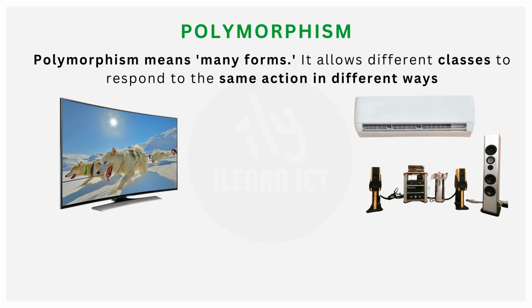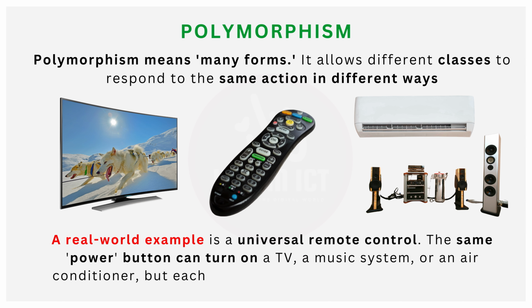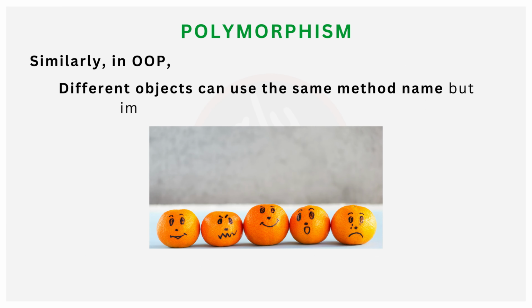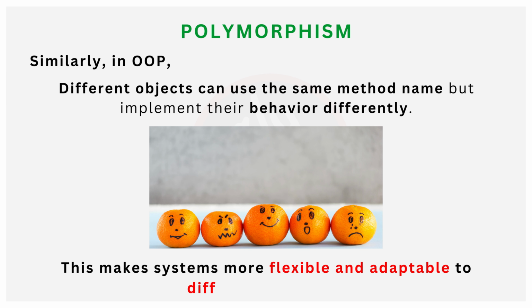Polymorphism means many forms. It allows different classes to respond to the same action in different ways. A real-world example is a universal remote control. The same power button can turn on a TV, a music system, or an air conditioner, but each device responds in its own unique way. Similarly, in OOP, different objects can use the same method name, but implement their behavior differently. This makes systems more flexible and adaptable to different scenarios.